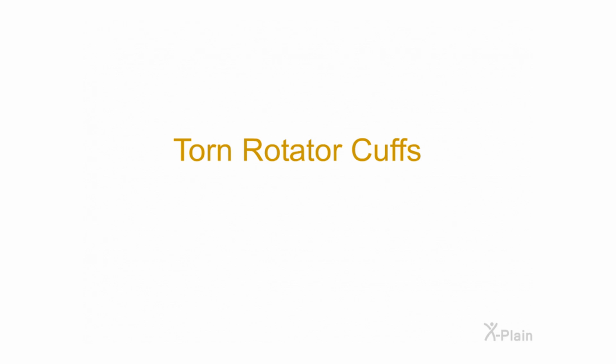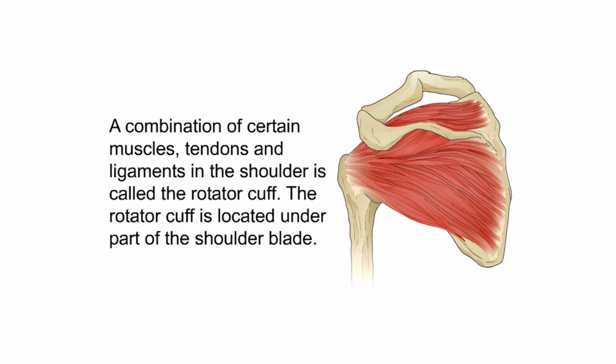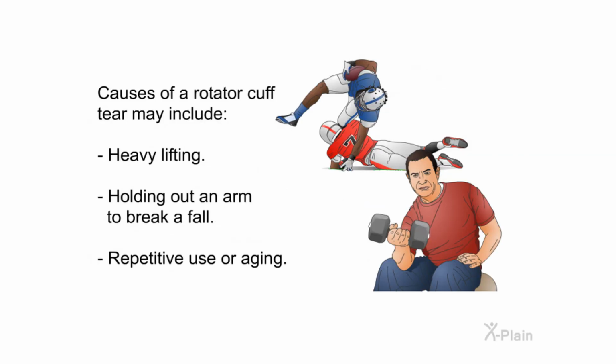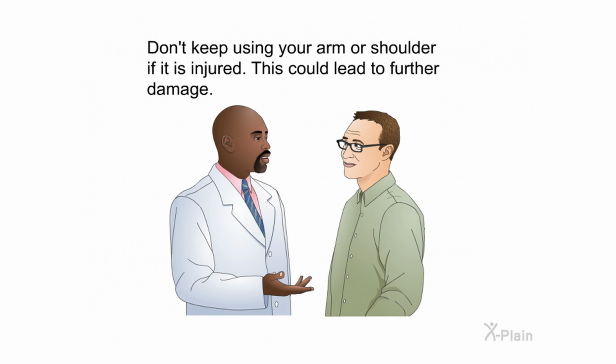Torn rotator cuffs. A combination of certain muscles, tendons, and ligaments in the shoulder is called the rotator cuff. The rotator cuff is located under part of the shoulder blade. Causes of a rotator cuff tear may include heavy lifting, holding out an arm to break a fall, repetitive use or aging. Don't keep using your arm or shoulder if it is injured. This could lead to further damage.